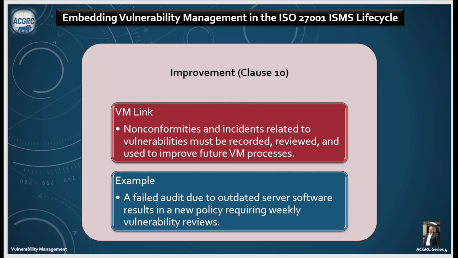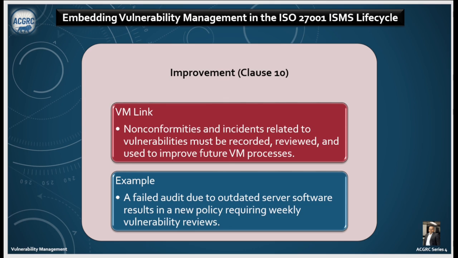Here's how clause 10 supports vulnerability management. If a security incident happens because of an unpatched system, investigate what went wrong. Apply a corrective action like changing the patch management procedure. If your VM audit shows delays in scanning or response, update the process or assign more resources. If tools are outdated or reporting is unclear, replace or upgrade them as part of continuous improvement.